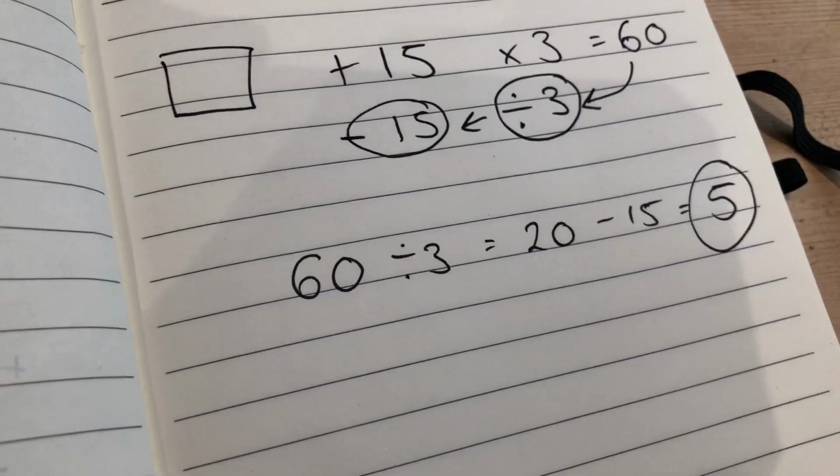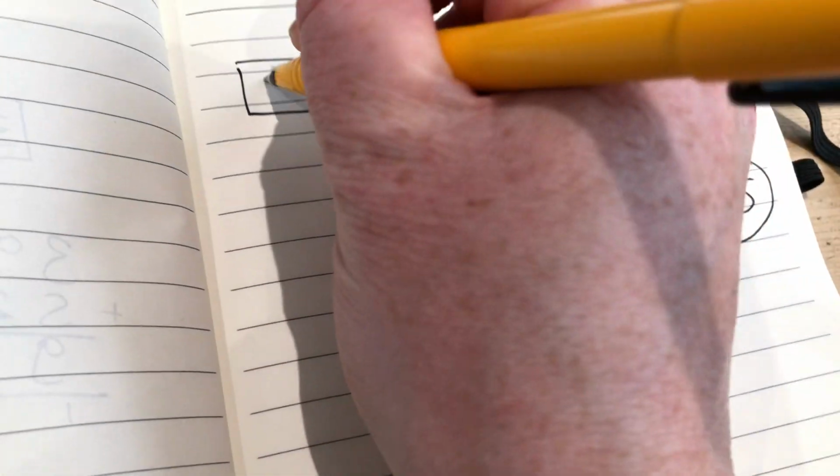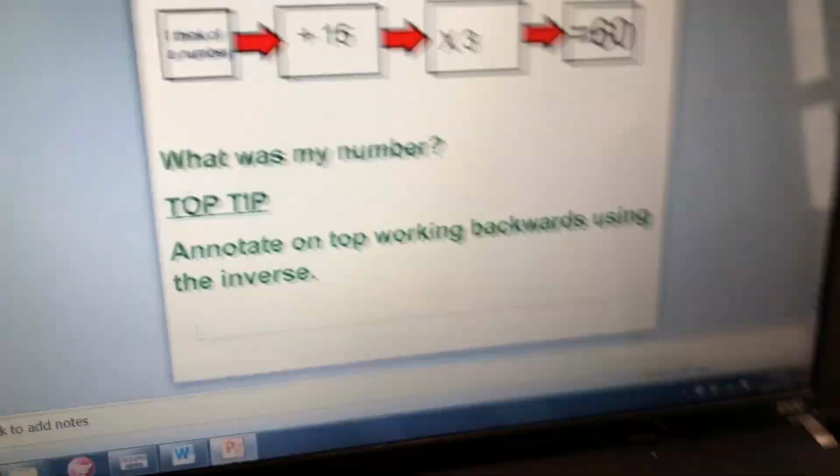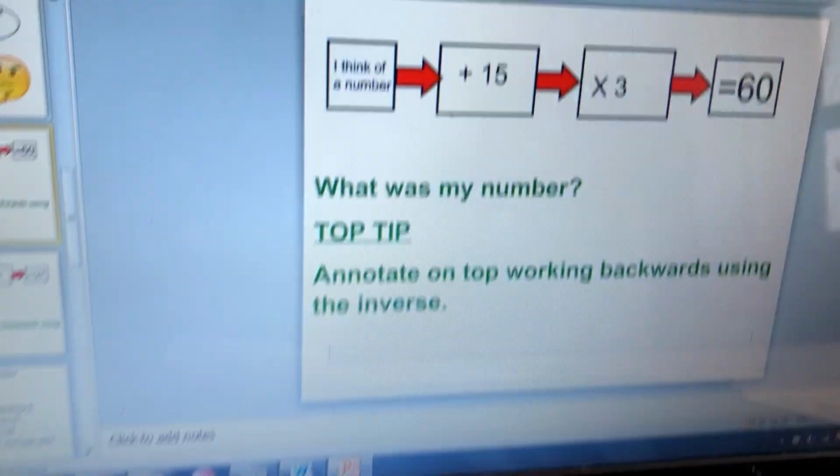Am I right? I don't know. What do I have to do? Check. I've actually got it there written in front of me. So let's check. I think it's 5, but let's see if I put that in, if it works.